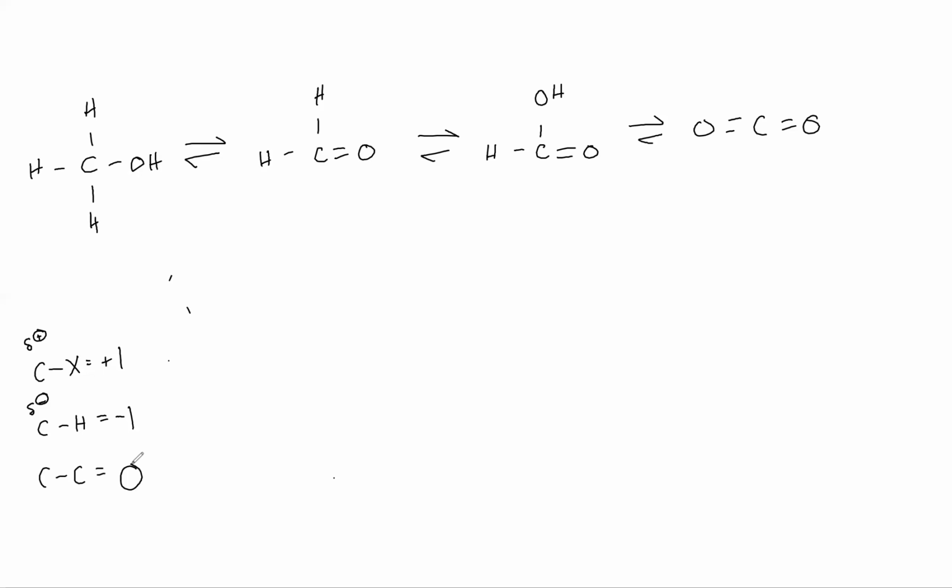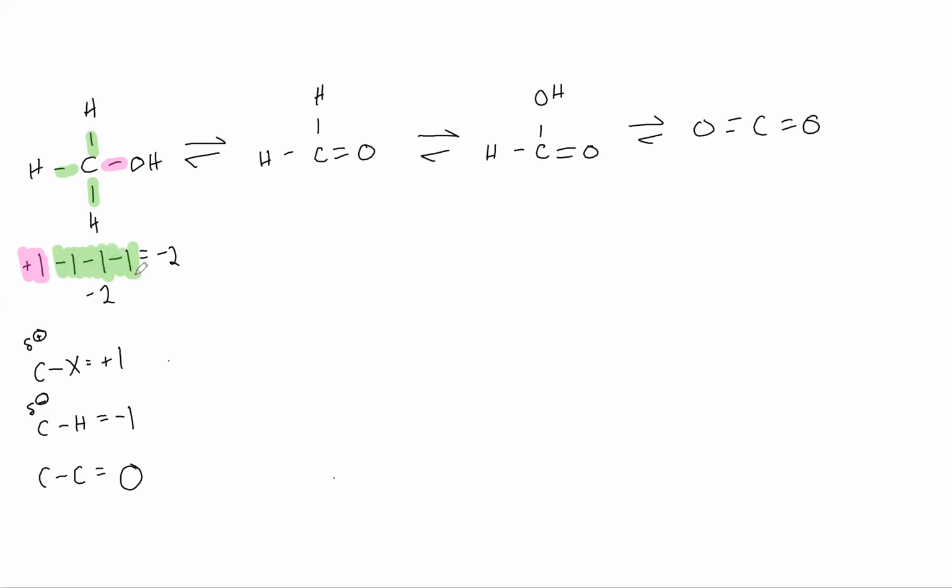So let's start with this first one. It has 1 carbon-oxygen bond, so that is +1. It has 1, 2, 3 hydrogen bonds, so that's 1, 2, 3 -1s. There are no carbon-carbon bonds, so we won't worry about that. We're going to say +1, -1, -1, -1. That's going to be -2. So this one has an oxidation state of -2. Let me highlight these with the color so you can see where all the numbers are coming from.